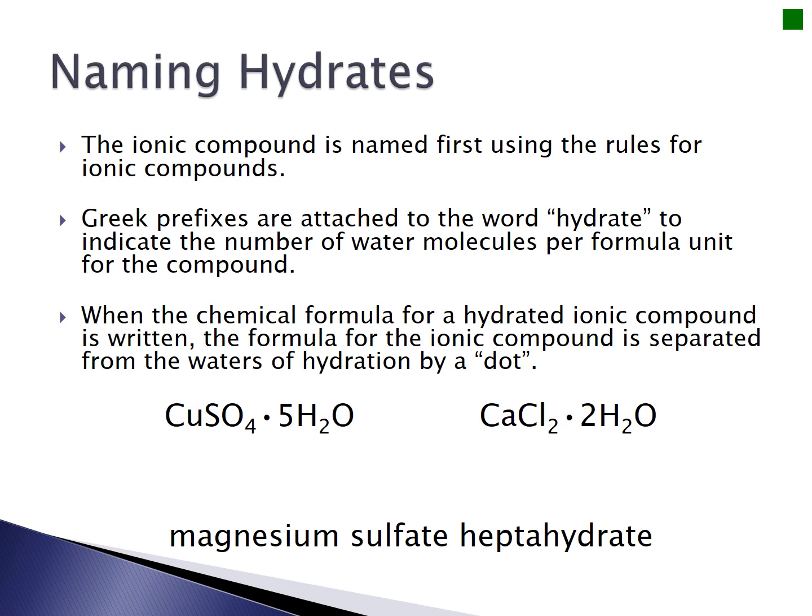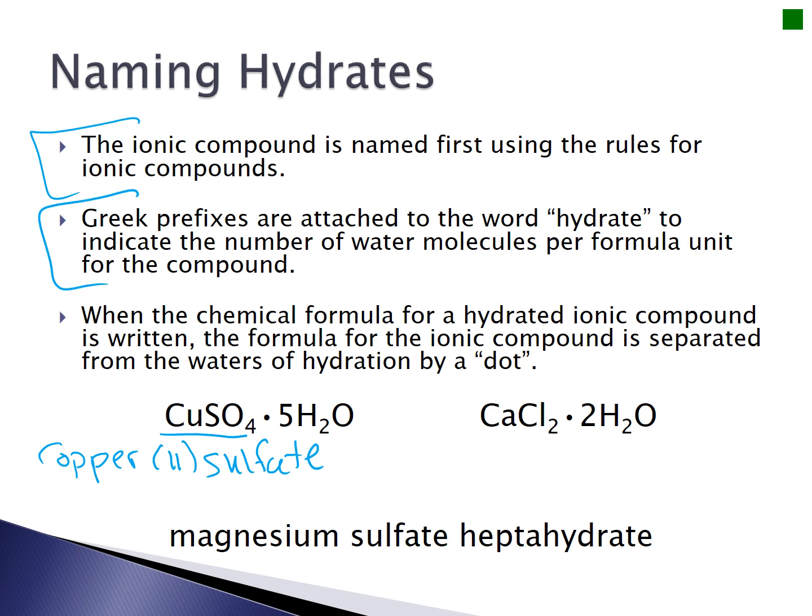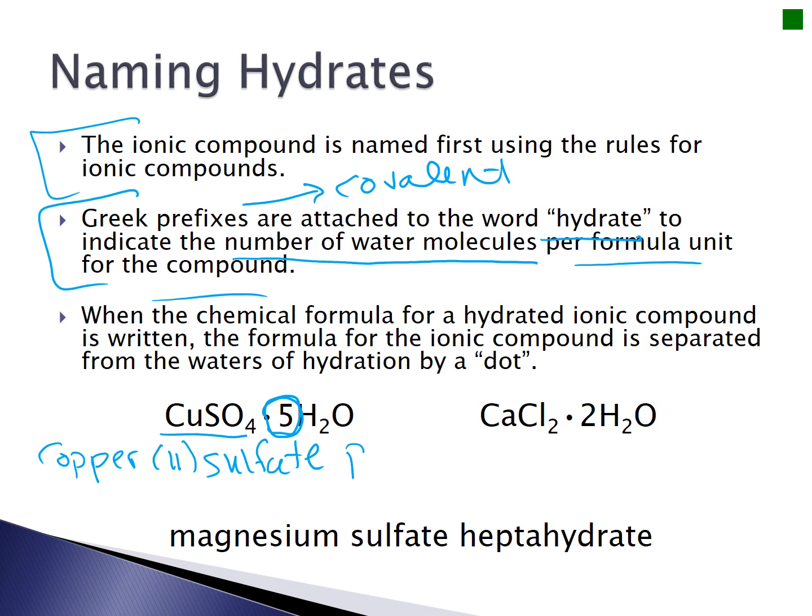All right, so how do you name it? First, the ionic compound is named first using the rules for ionic compounds. That's just traditionally how we would name it. So this one would be copper 2 sulfate. Nothing different so far. Greek prefixes, the same ones used for covalent compounds, like mono, di, tri, are attached to the word hydrate to indicate the number of water molecules per formula unit for the compound. So this is 5, so knowing your covalent prefixes, this would be penta, and then you just add the word hydrate. That's it to naming it.